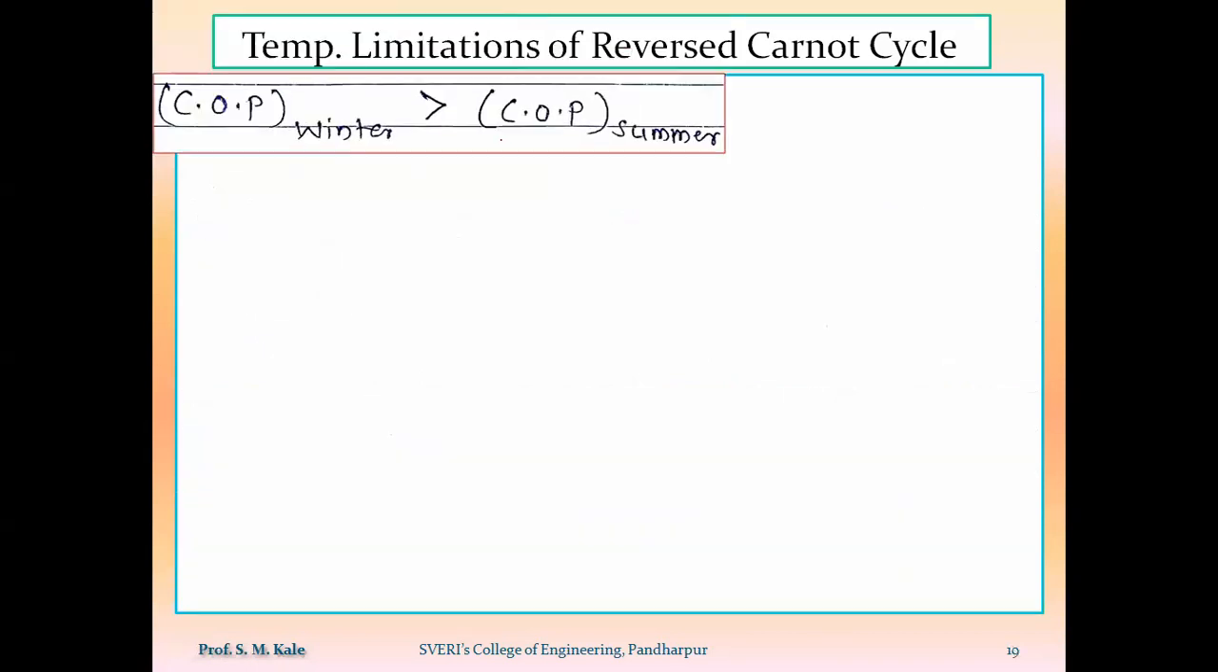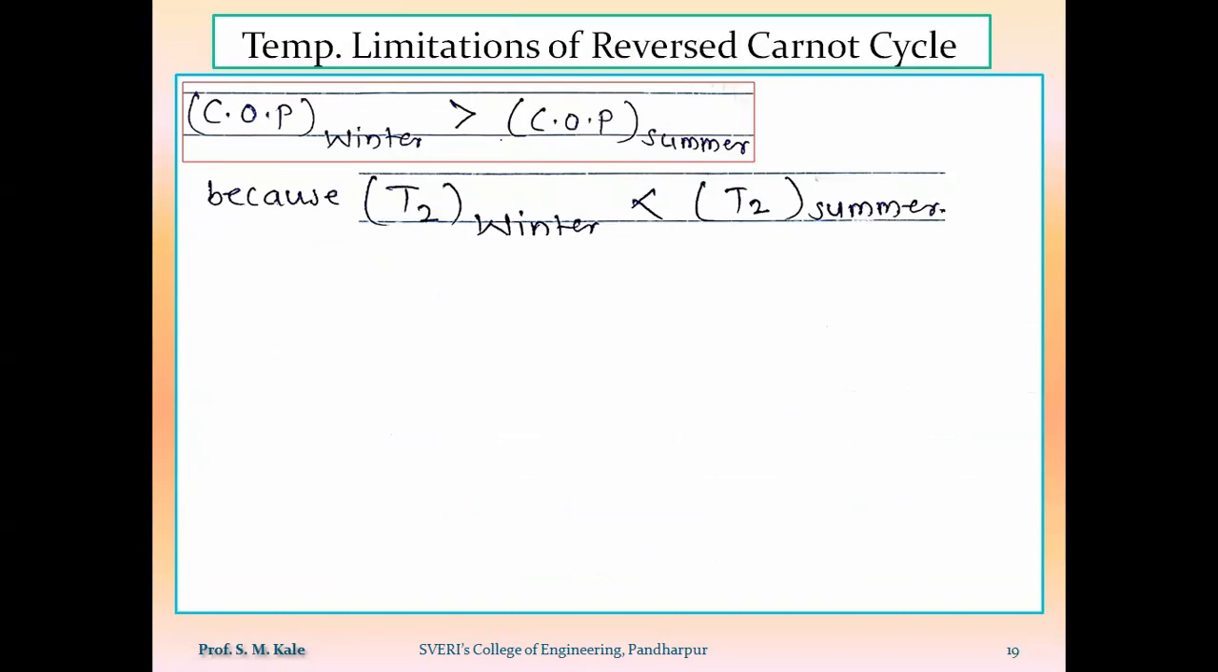And by using this concept, we know that the COP of any refrigeration system will have a higher value in winter than that of the same refrigerator used for the same application in summer. The reason behind this is the surrounding temperature. In winter, it will have a lower value as compared to the surrounding temperature in summer.